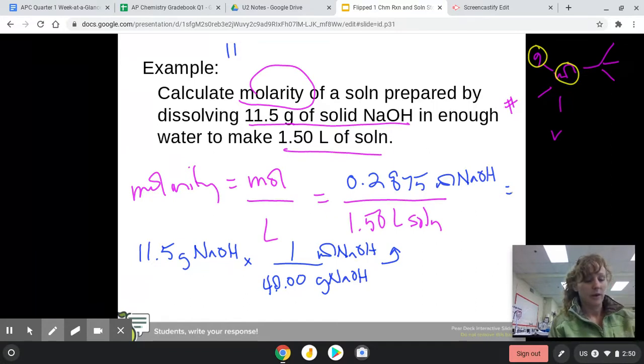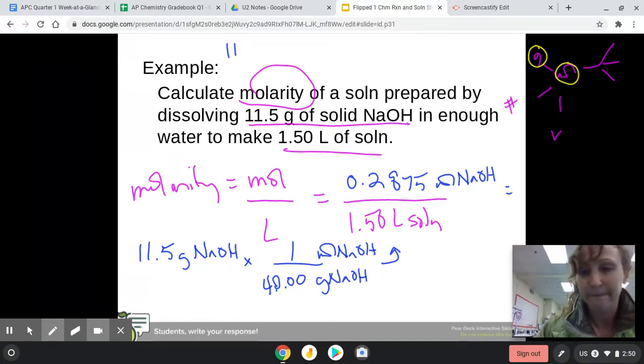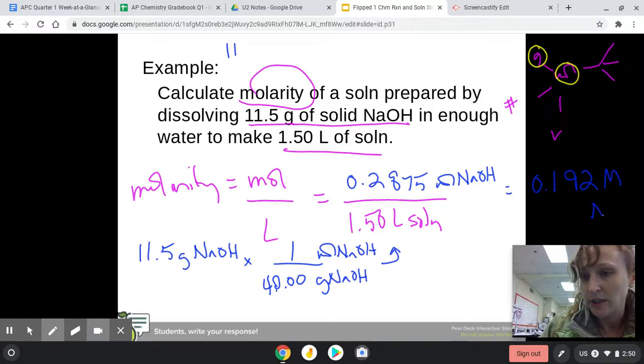Second answer divided by 1.5 gives me an answer of 0.192, and I can keep 3 significant figures, so 0.192 molar NaOH.